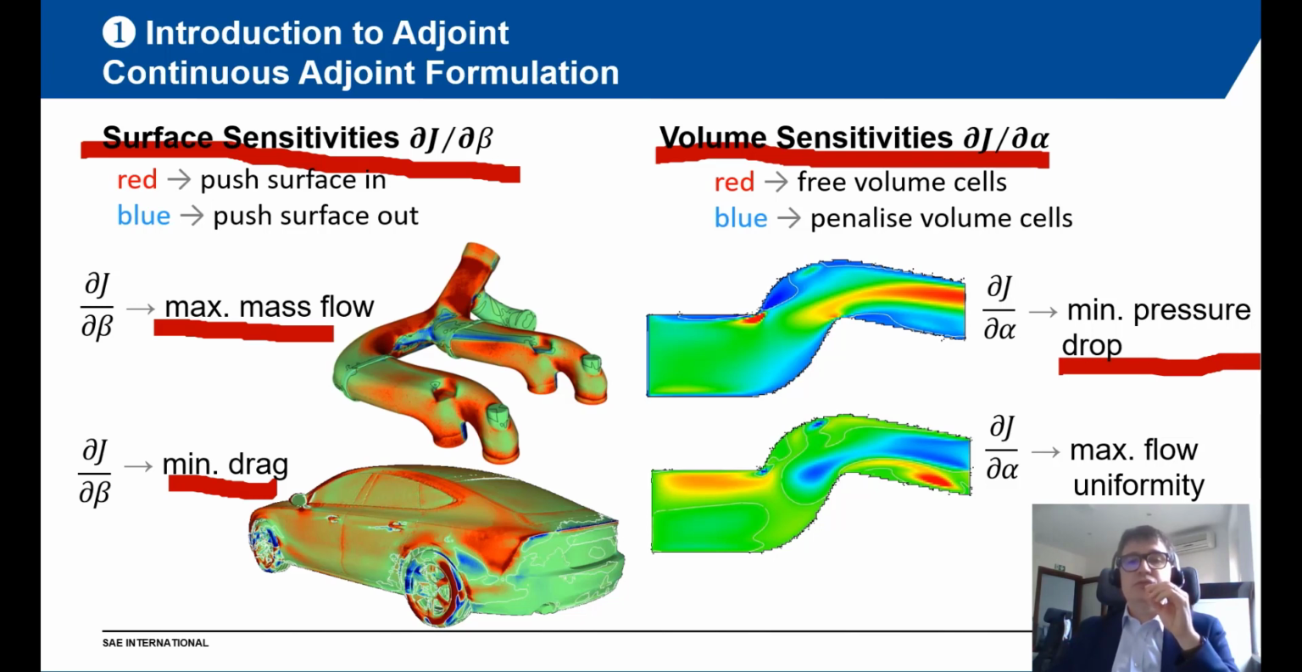This is what you do. So red means you have your cells which are free and they will remain fluid, whereas blue means you need to penalize the volume cells, and as such you can, for example, add porosity to block the cells and make them solid. And this is the sensitivity map for the volume cells, for the pressure drop objectives, and the maximization flow uniformity objective is shown down here.